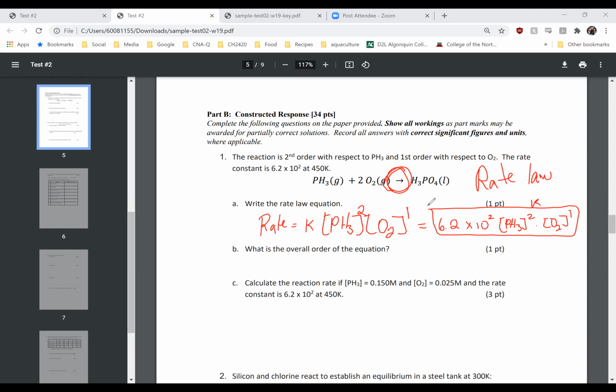Question B says, what is the overall order of the reaction? It's 2 plus 1, or 3. You add up the orders of all the chemicals. So if I have a second order and a first order, 2 plus 1, 3. Okay, I'm not going to do C because C is just plug and chug, meaning you just put the numbers in and punch it into your calculator.